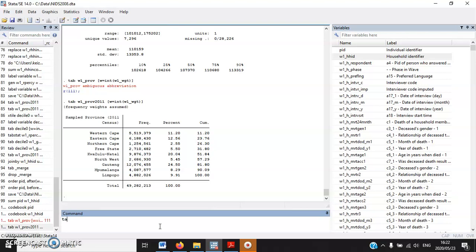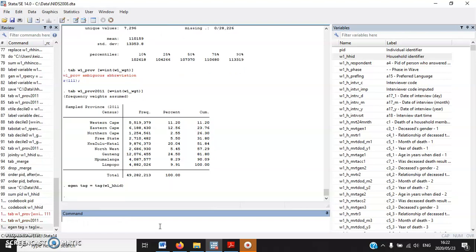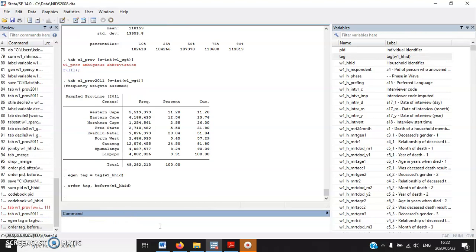7,296 households. So let me show you how to run the command. egen, hey, not gen, egen tag equals the tag of household ID. The command is a bit weird, I know that. And then maybe I put the tag variable before household ID.